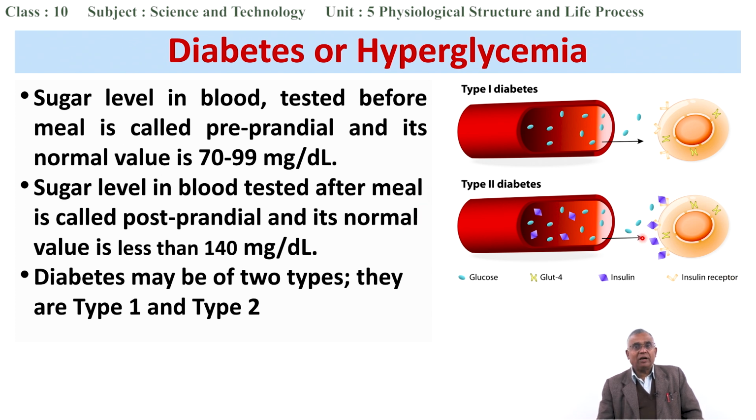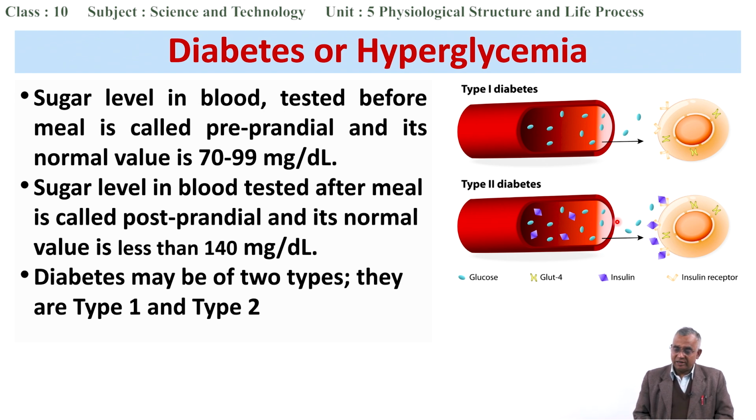And in both cases what happens? Here sugar is not consumed. Here also sugar is not consumed. So its level increases. Very easy to understand. So that diagram is clear about type 1 and type 2. I think you have understood.